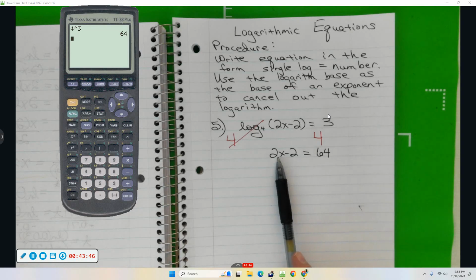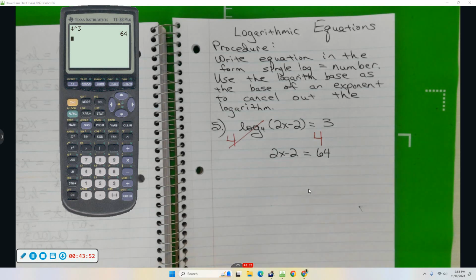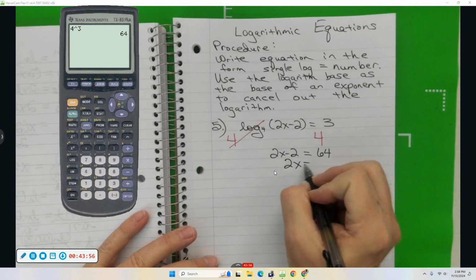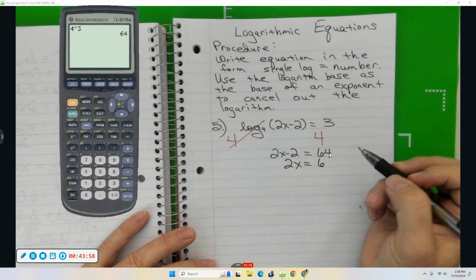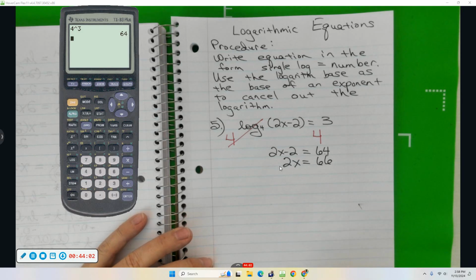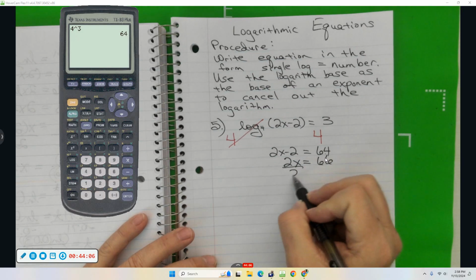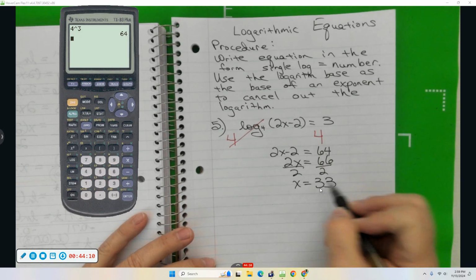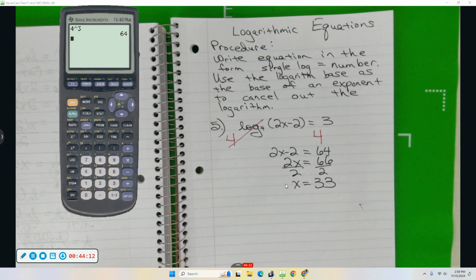Now it's a simple enough matter to solve for x. What will we need to do? Okay, we'll move the 2 over. So we have 2x equals 66. 64 plus 2 gave us 66. And then divide by 2 to give us x equals 33. There is one problem.